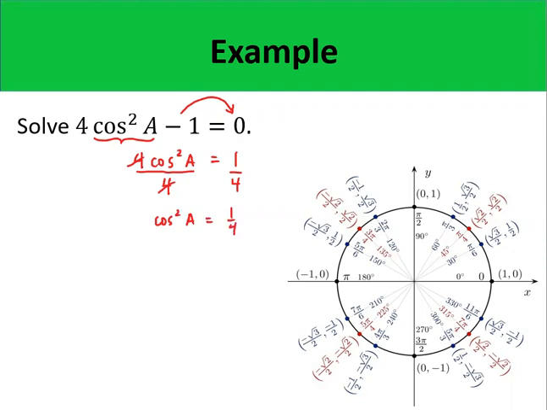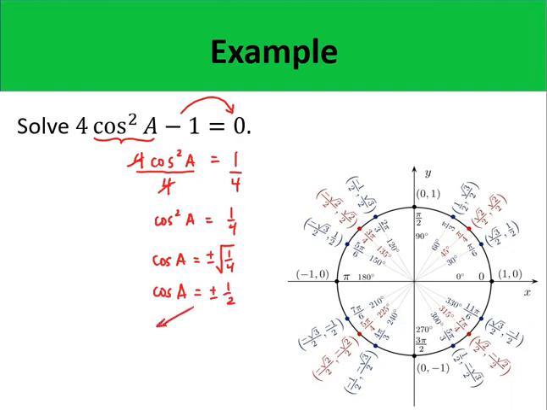Now, observe that we have something that is squared on the left side equals a constant on the right side. And in this case, we can make use of the square root property by writing cosine A is equal to positive negative square root of 1/4. But square root of 1/4 is equal to 1/2. So this gives us cosine A is equal to positive negative 1/2.